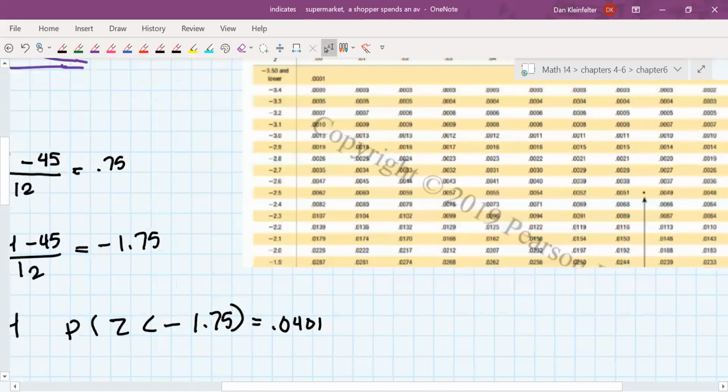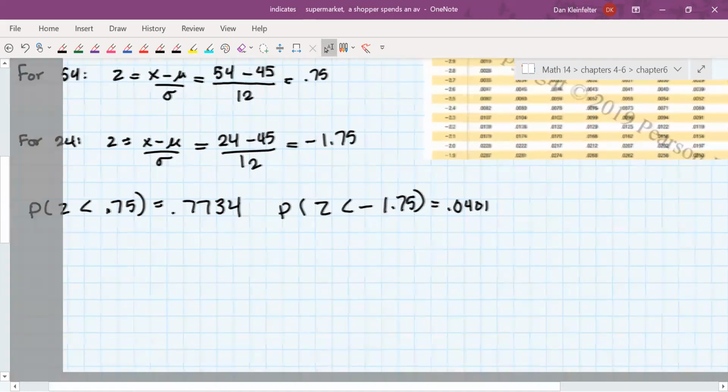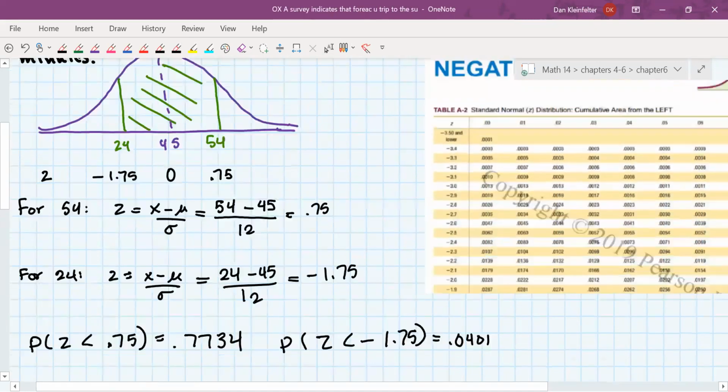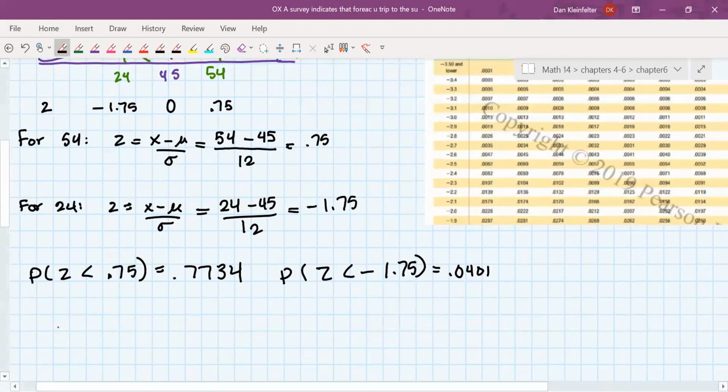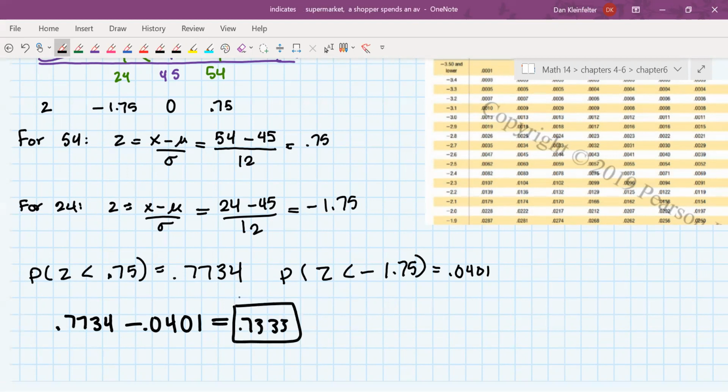Let me go and get that row and add that onto the video. I'll do that. So the difference between the two is what we want. The area to the left of 0.75 is 0.7734. The area to the left of negative 1.75 is 0.0401. So the difference is what we want. And that's 0.7333.